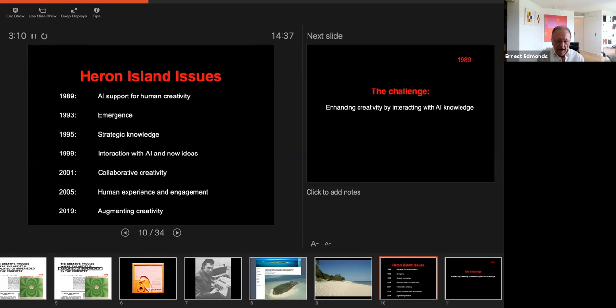First of all, AI support for human creativity, how it was helping us be more creative. Then in '93, emergence, the emergence of new understandings or new perceptions from things we see that we didn't know were there in the first place. Strategic knowledge, meta-knowledge, knowledge about knowledge. And then interacting with AI to generate new ideas, a kind of extension of the 1989 paper.